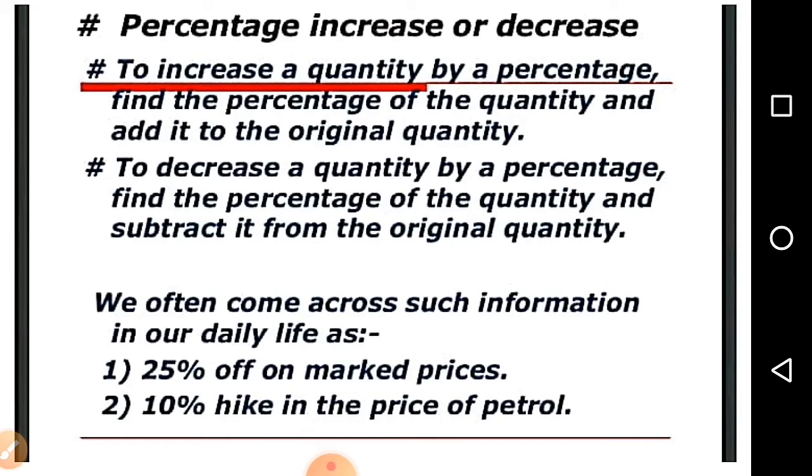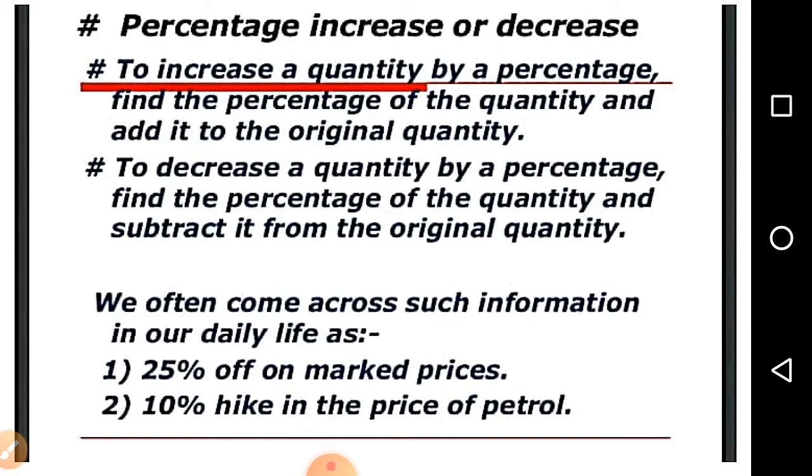Suppose a 2% price increase is happening, then you have to take out 2% of the original price, okay, and that value you have to again add to the original amount. So you will get the total increment, that is, how much the price has increased. Whenever you are finding percentage increase, you have to add.